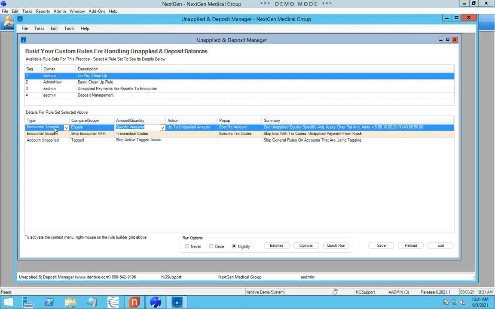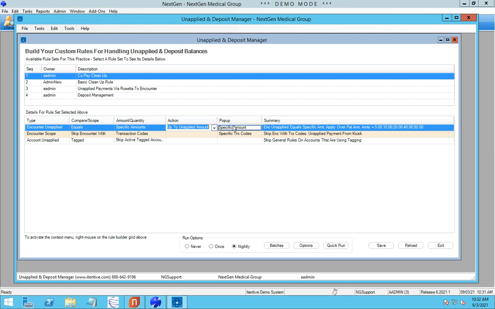So the way this is represented in the Unapplied in Deposit Manager is we've built a rule, and these rules simply read from left to right. So if we start on the left, encounter unapplied equals specific amounts, apply it up to the unapplied amount. All right, so we're going to keep it on that encounter even if we create a credit because that money was taken specifically for that encounter. Now you could decide, you know what, we're only going to apply it up to the patient amount due, and that's really your call depending on what variation of the rule you want.